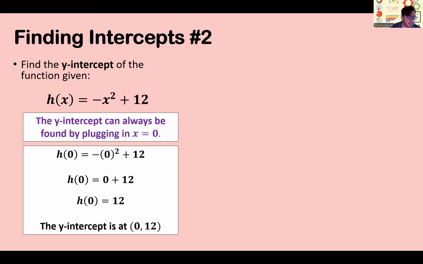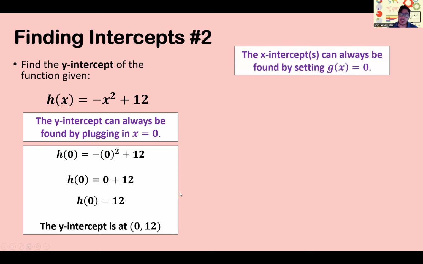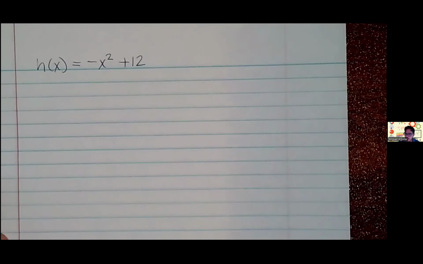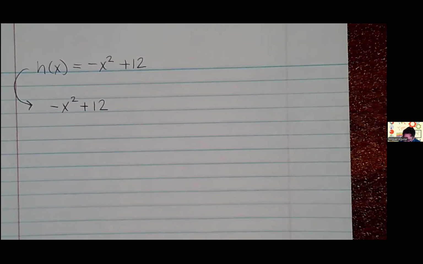Okay. Then to find the x-intercept, I can just set my function h of x, that whole equation, the negative x squared plus 12, equal to 0. So again, I think that the x-intercepts tend to be harder, so I'm going to switch over to the document camera so we can work this out on paper and not just follow along on the PowerPoint. Okay, so there's my function. All I'm going to do is put negative x squared plus 12 and then set the whole thing equal to 0.